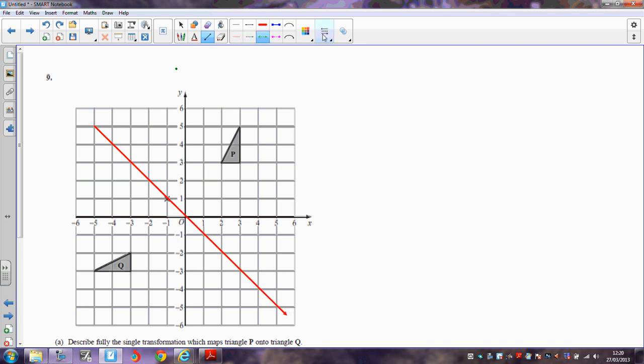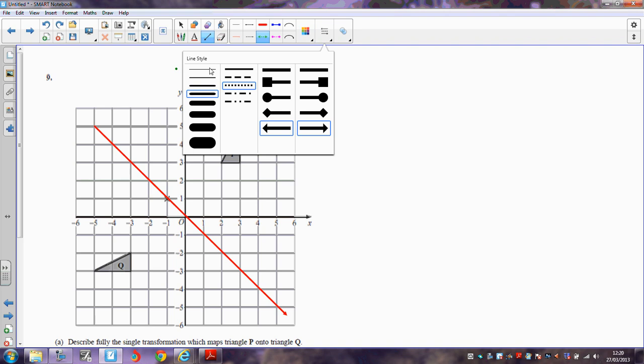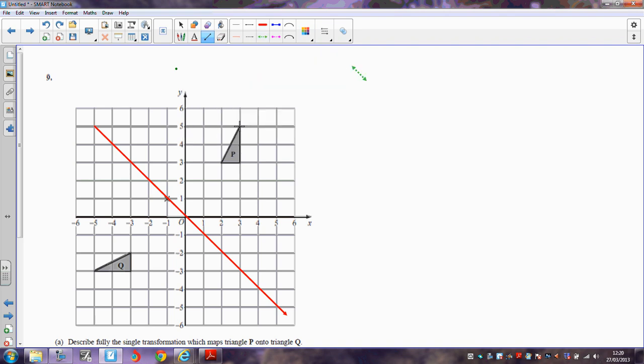Because if you look at what's actually happening, I can take each corner. Let's take this corner first. I can see that that corner is exactly the same distance the other side of the mirror line. You've got 2.5 squares here, 2.5 squares here. The bottom right-hand corner of P has moved to there, so it's gone 3 diagonal squares. And the top corner of P has gone over to there.